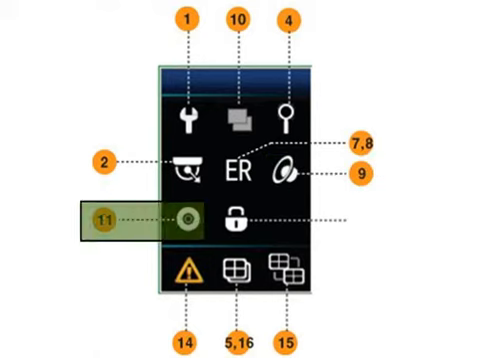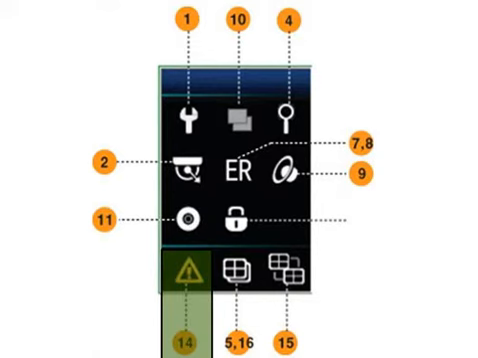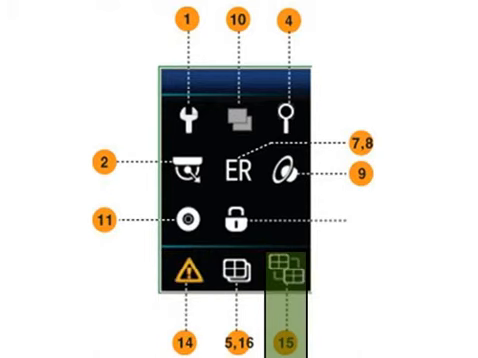Marked number 11 is the backup icon. Camera recordings can be backed up to a USB thumb drive or CD/DVD drive. Marked number 14 is the error icon. Enter this window to view or clear system errors. Marked number 16 is the split mode change icon.